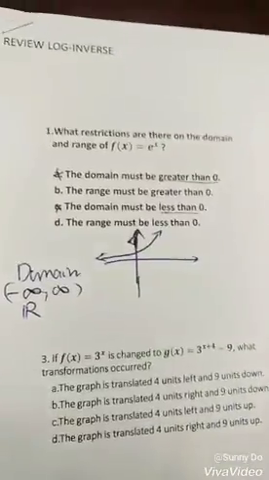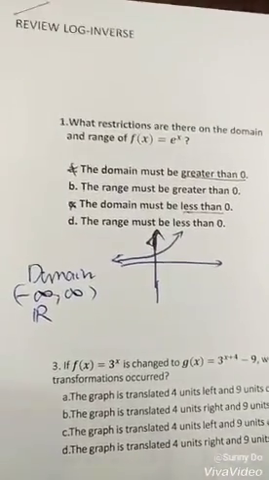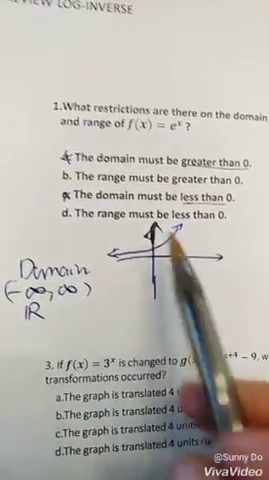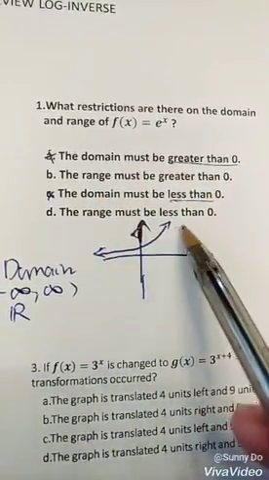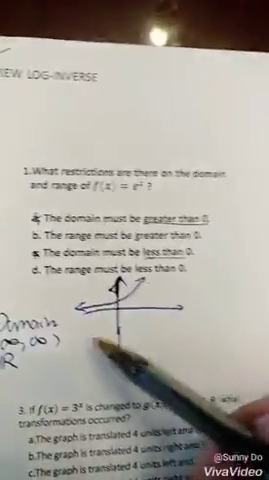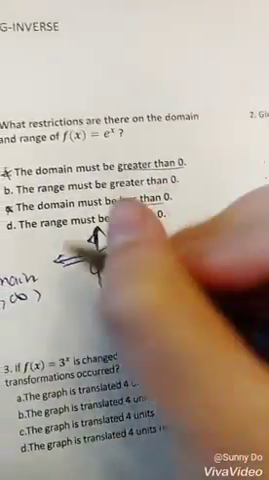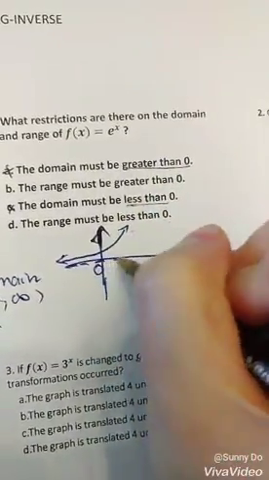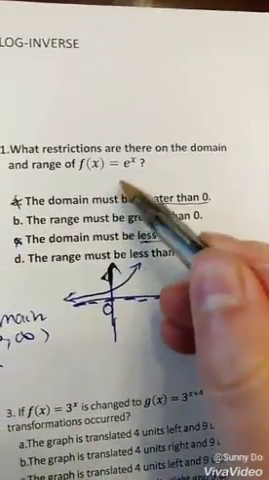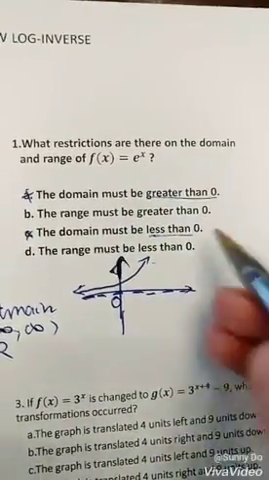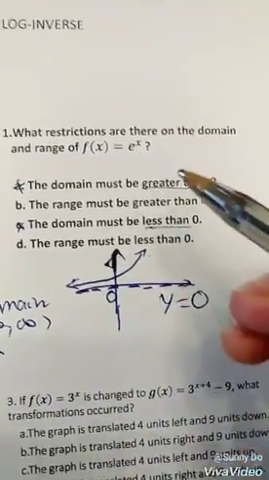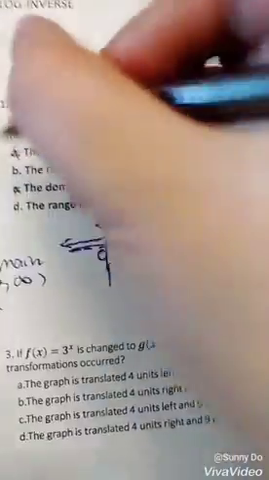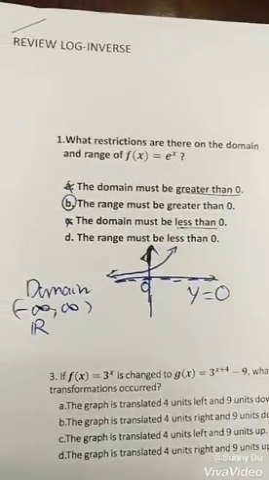say that the domain has to be greater than 0 or less than 0, but not both. Okay, the range must be greater than 0 or the range must be less than 0. So here you can tell, right? This one has a horizontal asymptote because the equation doesn't have log. So horizontal asymptote y equals 0 and the graph is above 0, so it's gonna be greater than 0. So B will be our correct answer.